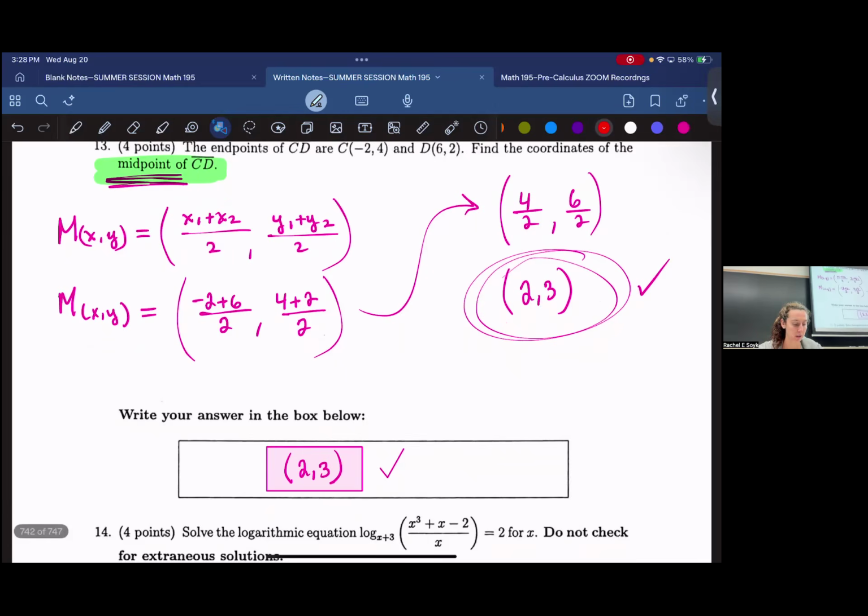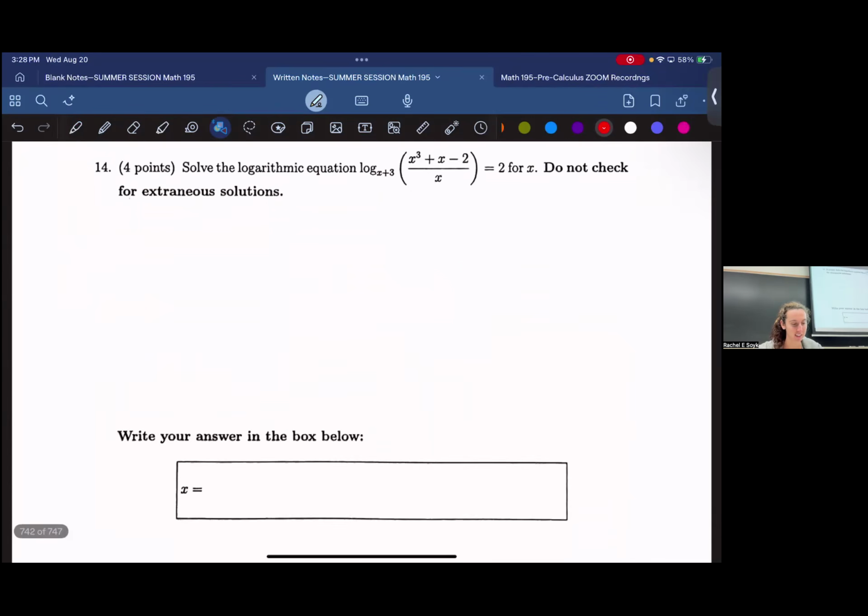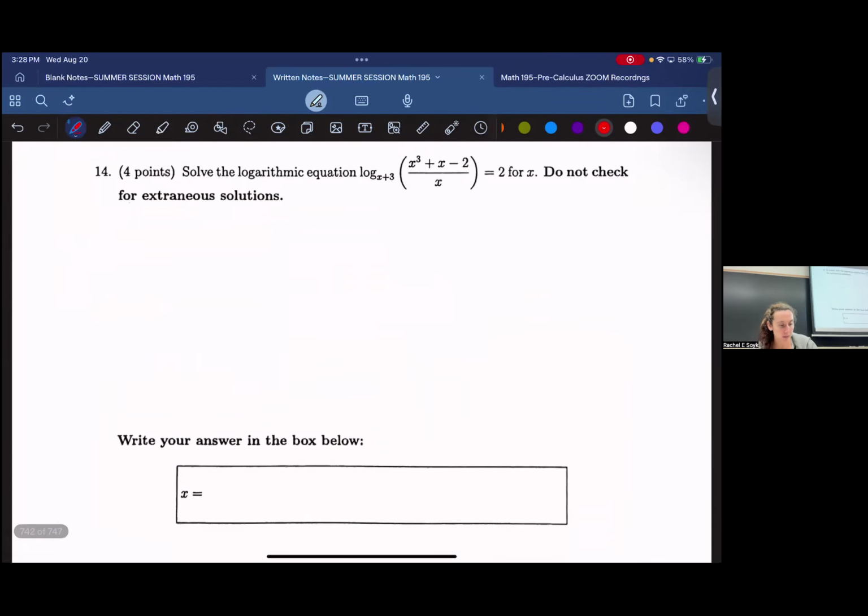I'm going to go ahead and move on to question 14. Solve the logarithmic equation where we have log base x plus 3 of this whole expression is equal to 2. Straight off the bat, I am going to convert this into exponential form. Another thing to highlight is they're helping us out here. Do not check for extraneous solutions. So once we find our values of x, we're done. We can move on, which is great.